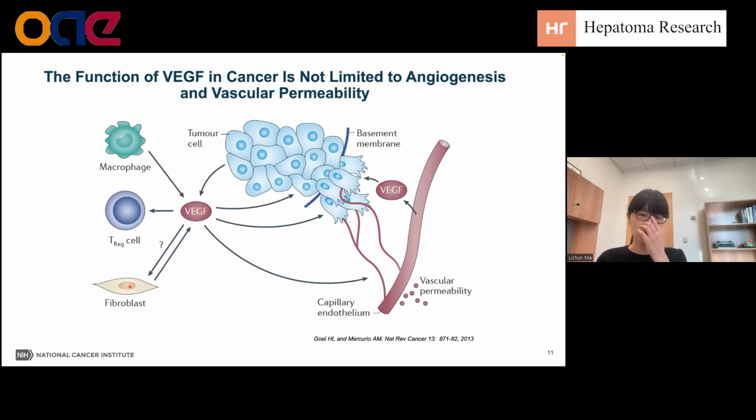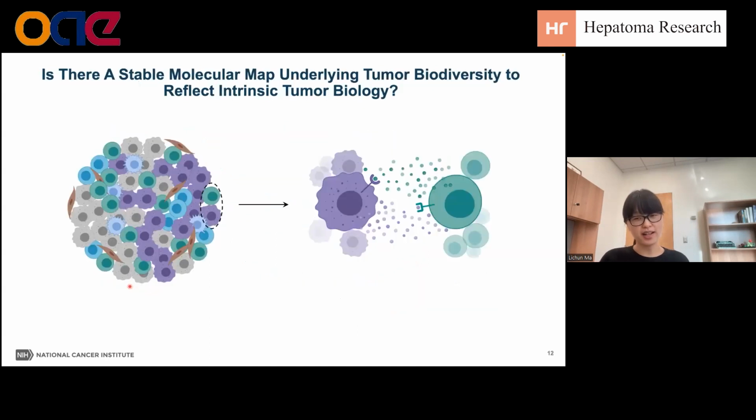Since tumor cells are so heterogeneous, we ask the question: is there a stable molecular map or fingerprint underlying tumor biodiversity to reflect the intrinsic tumor biology? Intratumor heterogeneity may result from the evolution of tumor cells, but in addition to that, the continuous communications between tumor cells and the tumor microenvironment may also contribute to intratumor heterogeneity.